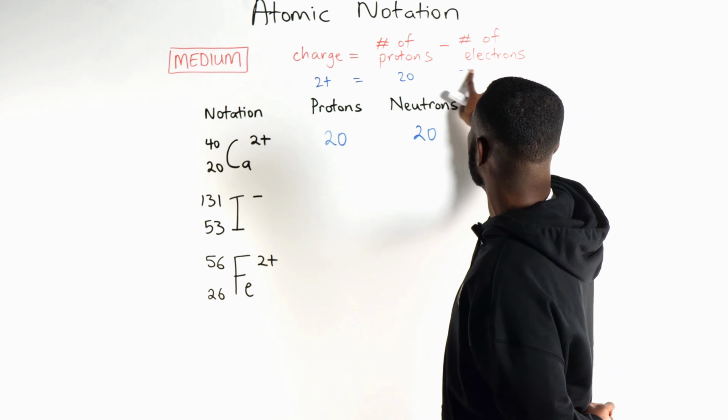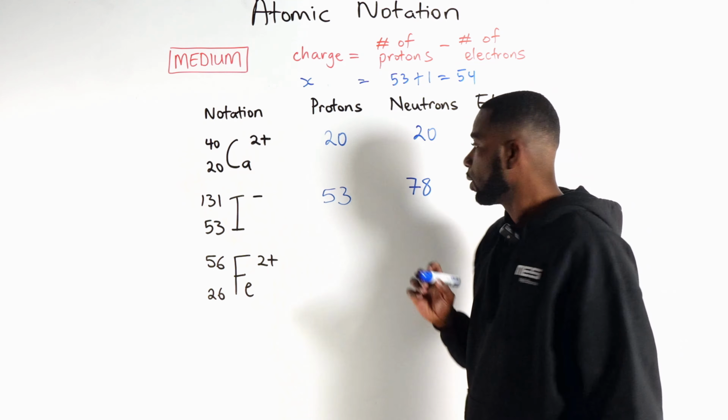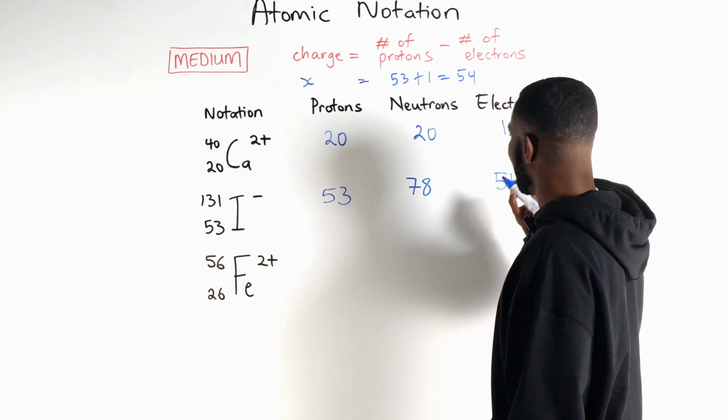Take away the number of electrons we're trying to find out, which is x. Move that over to that side, that becomes positive x. That gets rid of that here. And add 1 to both sides, gets rid of this one, and adds on to this side. So our number of electrons now is 54. So that would be 54 on this side.